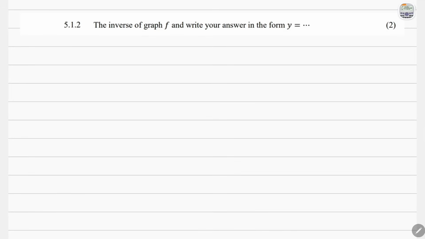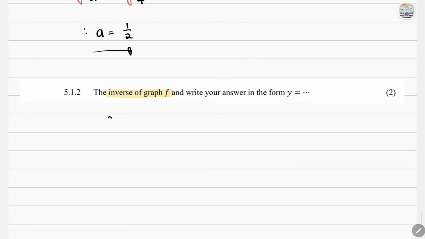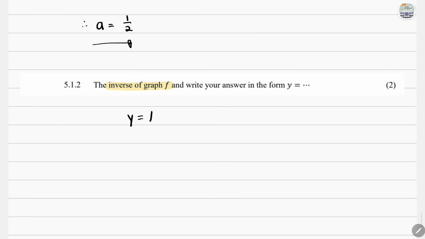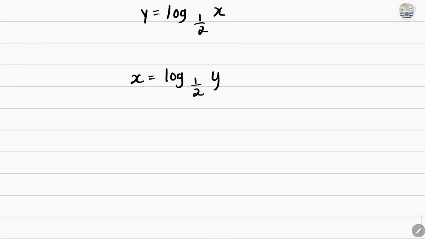Question 5.1.2 says, determine the inverse of graph f and write your answer as y equals. So the graph of f right now, let's just rewrite it as y equals log, and the base is 1/2. And now we just need to swap x and y. So x is equal to log, and now we still have the base of 1/2. Now this is y.